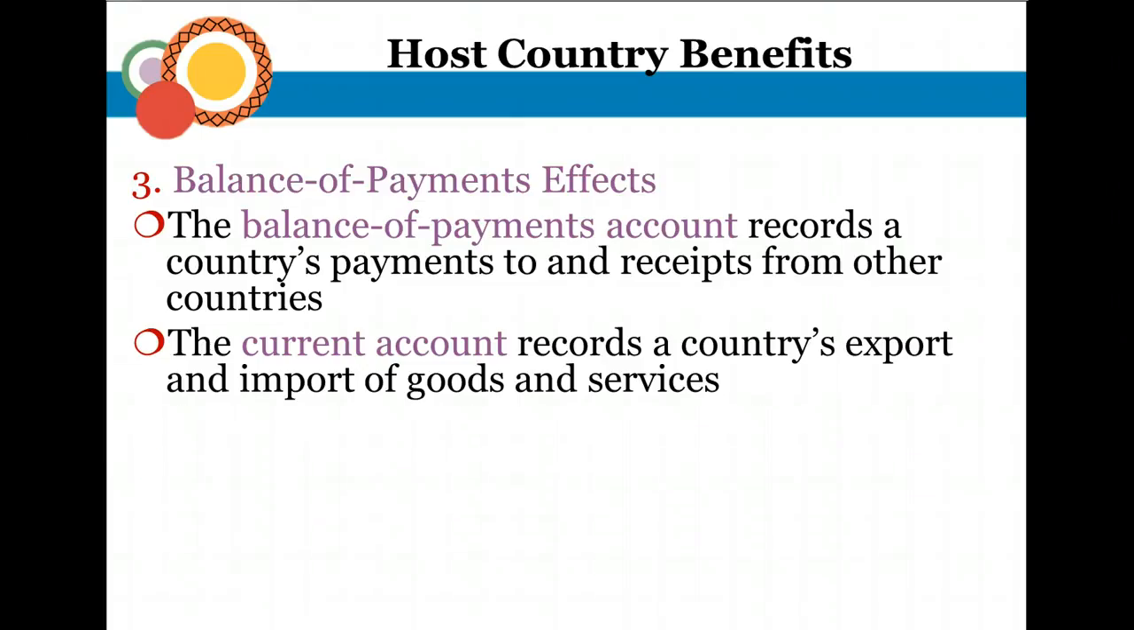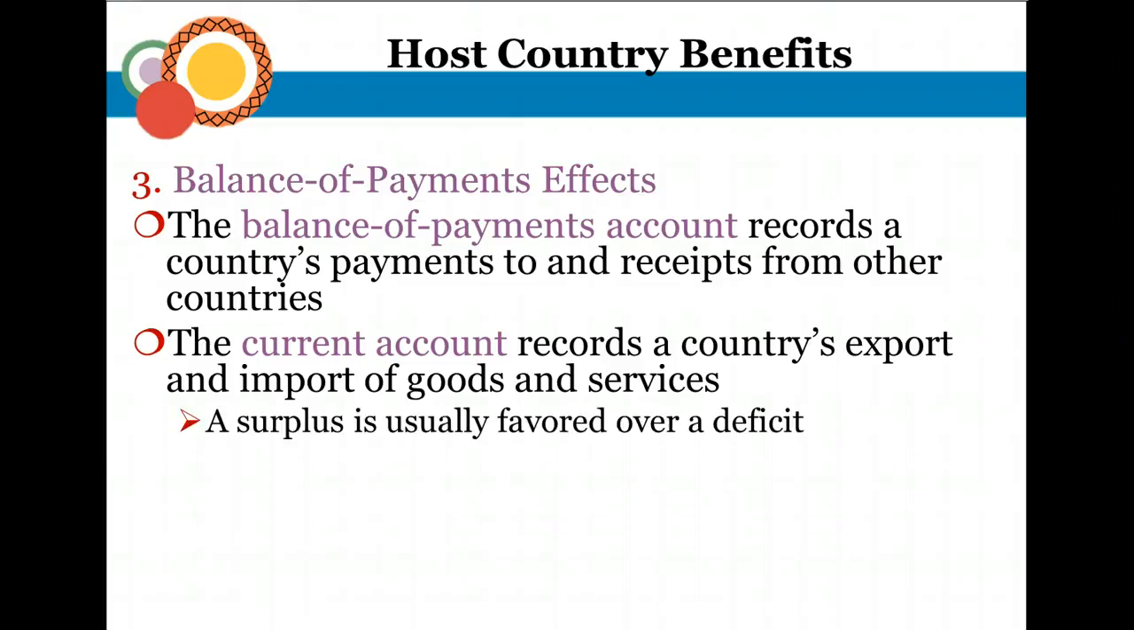Now, the balance of payments account records the country's payments and the receipts from other countries. So if the foreign direct investment is made inside the country and they're producing the goods inside the country and exporting them, the balance of payments will be more favorable. So the country will have more exports generally due to this foreign direct investment, and it's favorable to have a surplus rather than a deficit of exports.